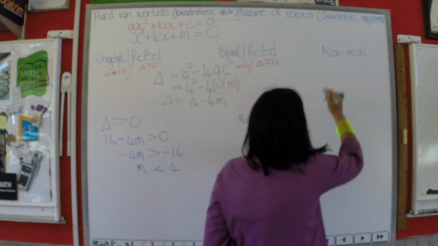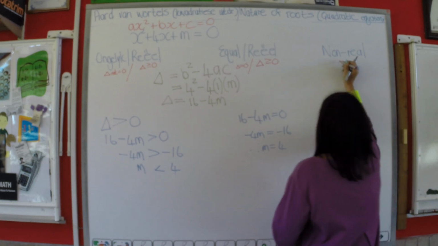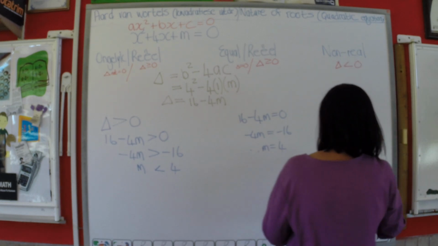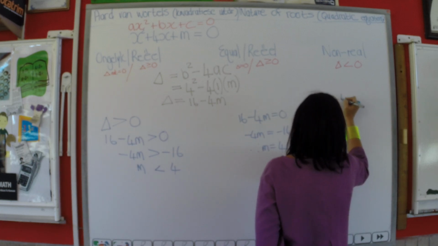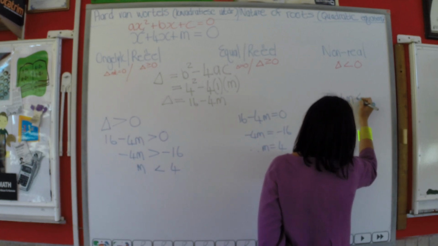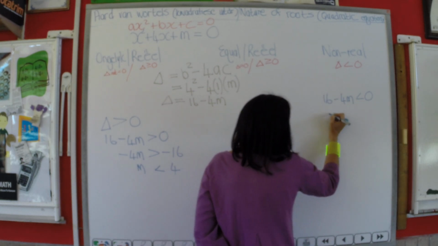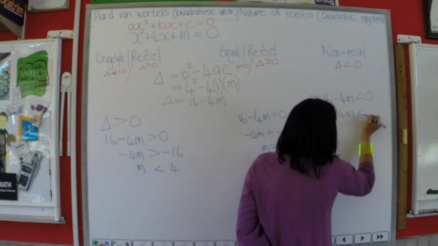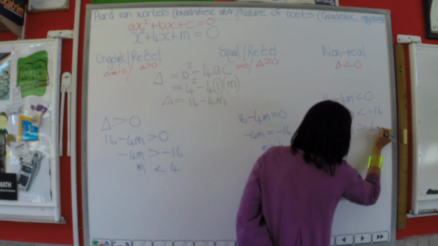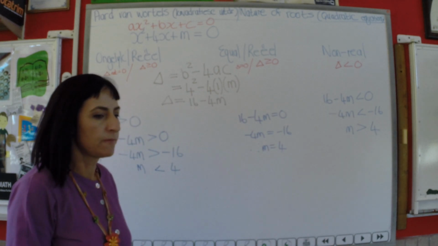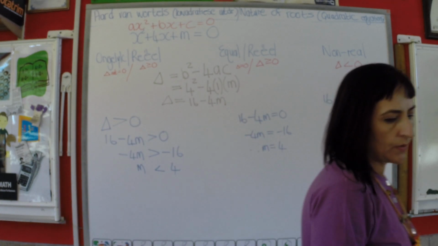Non-real means delta must be smaller than 0. So we're going to make delta smaller than 0. So minus 4m smaller than minus 16, and therefore it's going to switch around. So m must be greater than 4.